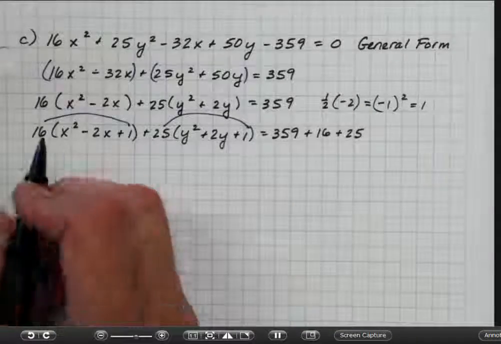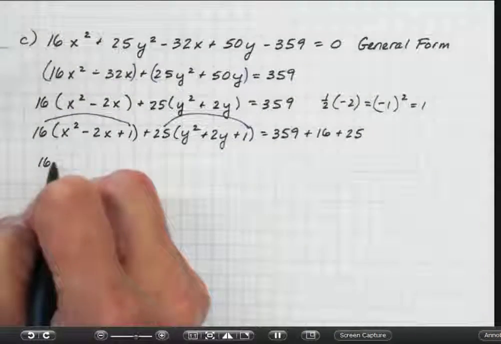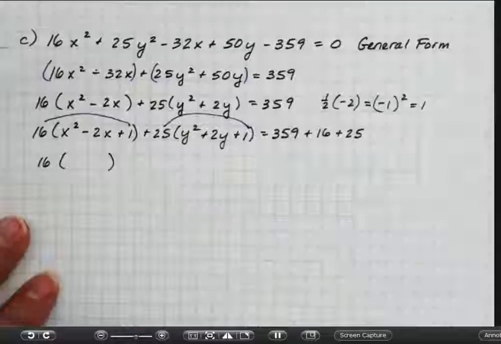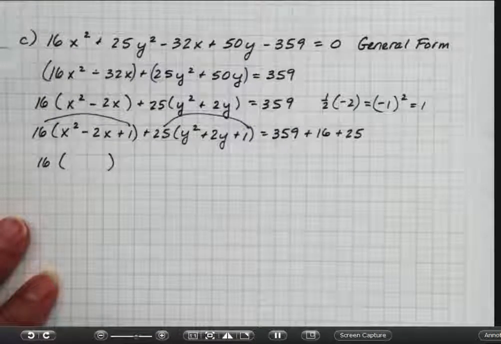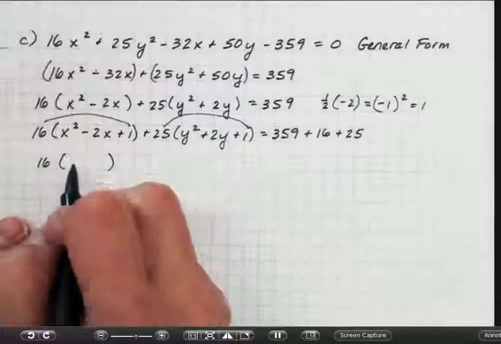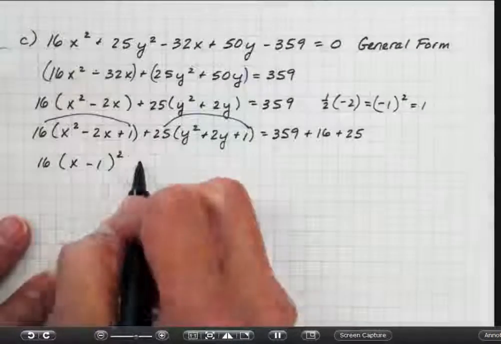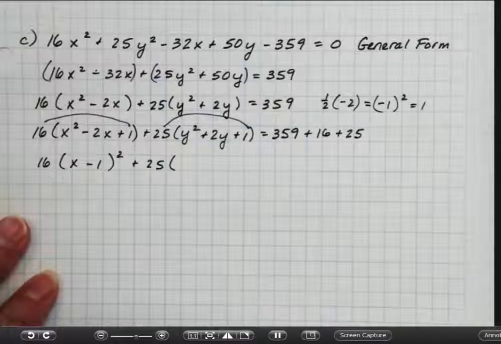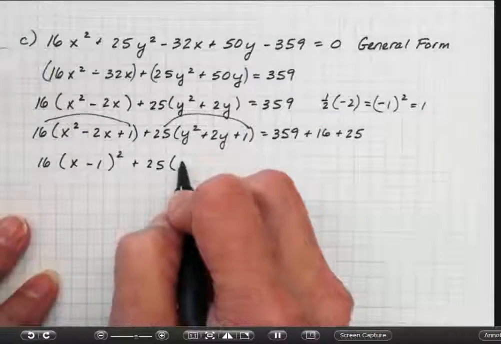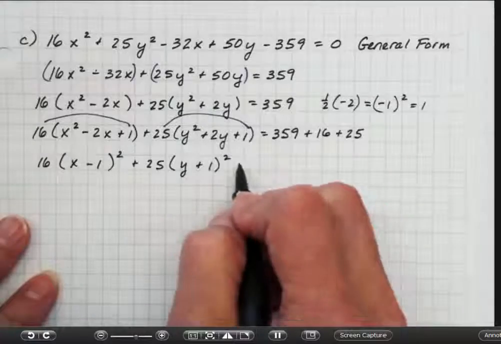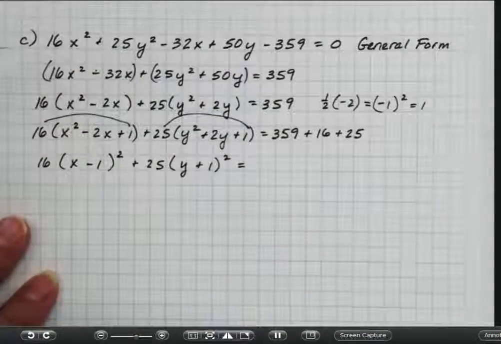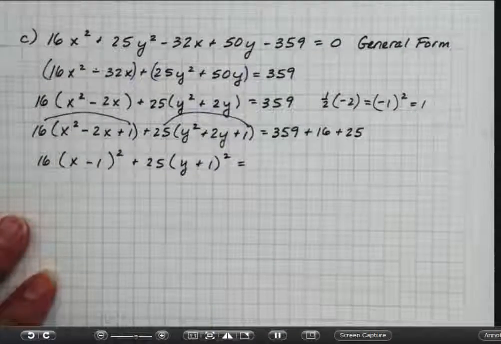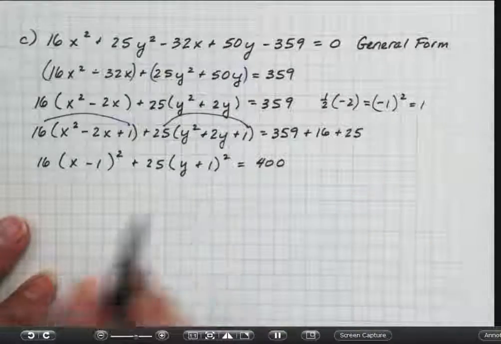Now I'm going to factor, and I'm going to have two factors that are identical. X squared minus 2x plus 1, what does that factor to? X minus 1 times x minus 1. So we're just going to write that as x minus 1 squared. My y's factor to be y plus 1 quantity squared. And then I want to combine my constants. And what do we get? 400. So we're getting close to looking like standard form.